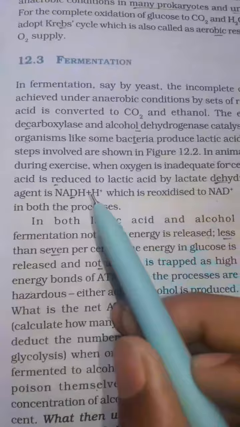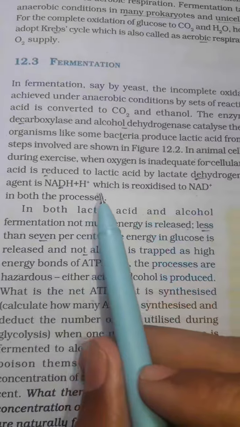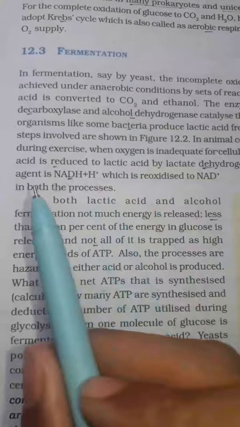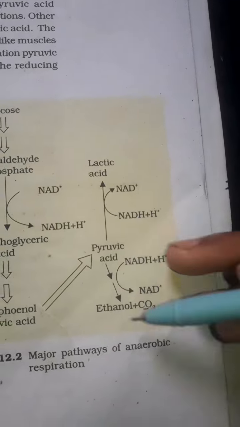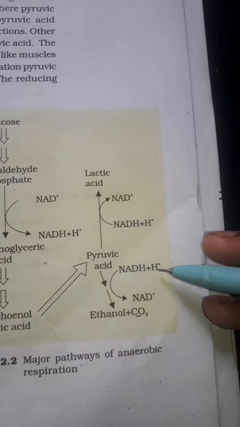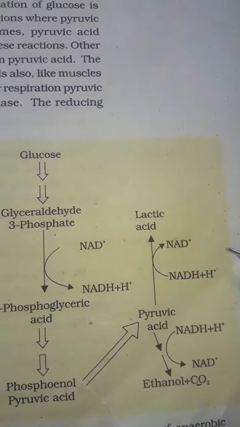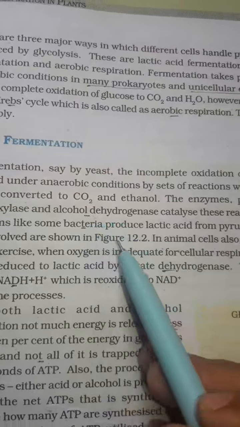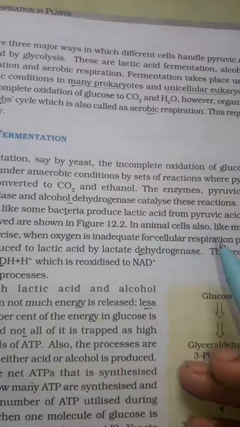So NADH plus H plus is a reducing agent, which is reoxidized to NAD plus in both the processes. Alcoholic fermentation as well as lactic acid fermentation, in both these processes, the reducing agent is NADH plus H plus. And some bacteria produce the lactic acid from pyruvic acid.